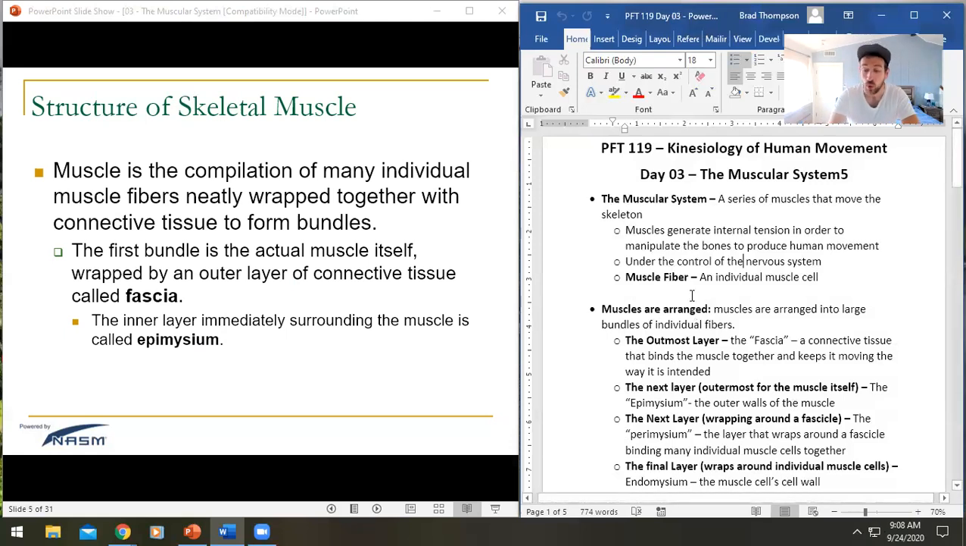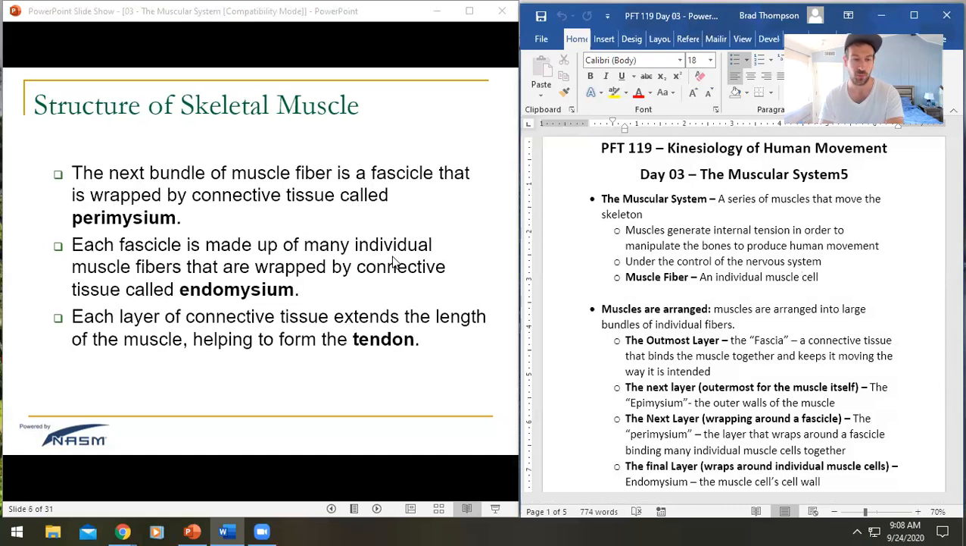So one thing about your muscular system is that it is made up of a whole bunch of muscle fibers, and those muscle fibers are a special term that we use to describe muscular cells. You get the neuron, right? Well, you also have the muscle fiber. The neurons make up your nervous system, osteons make up your skeletal system, muscle fibers make up the muscular system. And so when we look at that, your muscle is a compilation of all kinds of individual muscle fibers neatly wrapped together to form bundles.